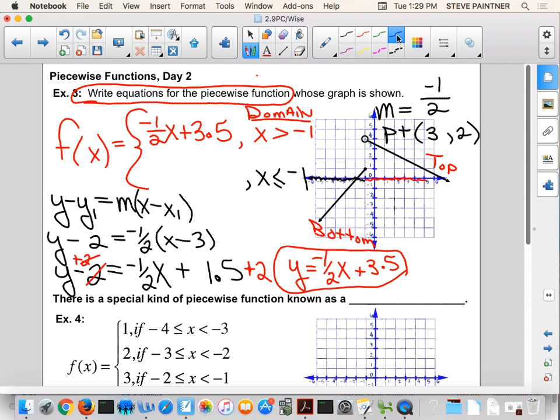Okay, what's the slope of this line? Down 1, left 1. When I go down 1, left 1, down 1, left 1, it's going up 1, right 1. Down 1 makes negative sense. Left 1 is negative 1. What is that slope? It's 1.